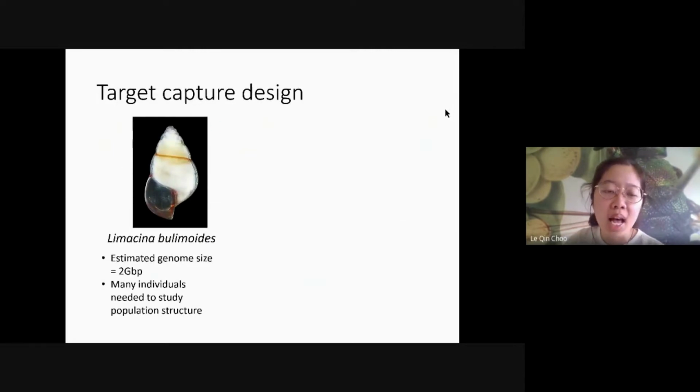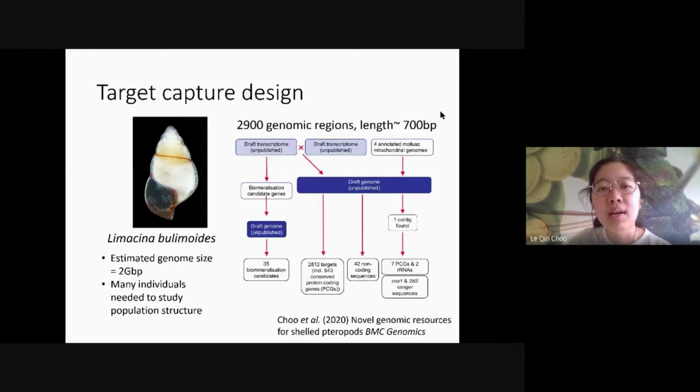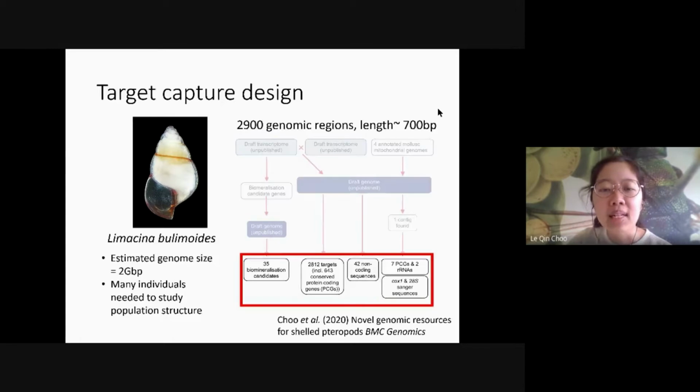Because of their small size and large genome, as well as the need to sequence many individuals to study their population structure, we decided on this target capture approach where we looked at around 2,900 regions across the genome. This was done by using a draft transcriptome mapped to the draft genome to obtain these regions, such as biomineralization candidates, protein coding genes, non-coding sequences, and some barcoding regions, and these regions were amplified before sequencing.